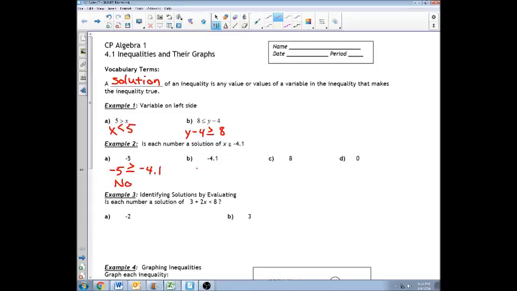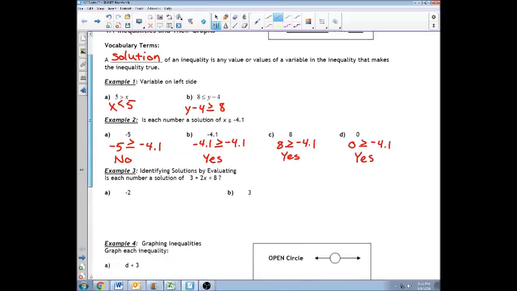For B, negative 4.1 is greater than or equal to negative 4.1. In this case, it will be, because negative 4.1 is equal to negative 4.1. So yes, it is a solution. C, we put 8 in for x. Is 8 greater than or equal to negative 4.1? Yes, it is. So 8 is a solution. And for D, is 0 greater than or equal to negative 4.1? Well, yes, that is as well. So 0 is also a solution. So my solutions out of A, B, C, and D are negative 4.1, 8, and 0. Those all can be solutions to this inequality.